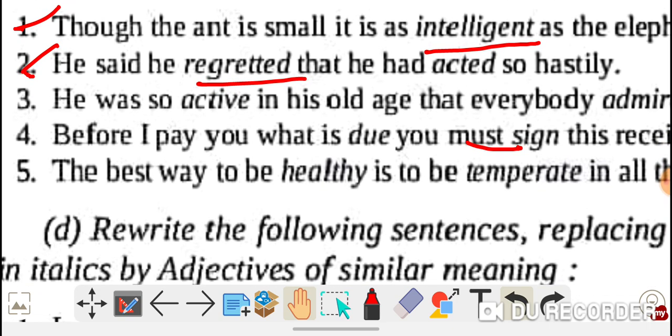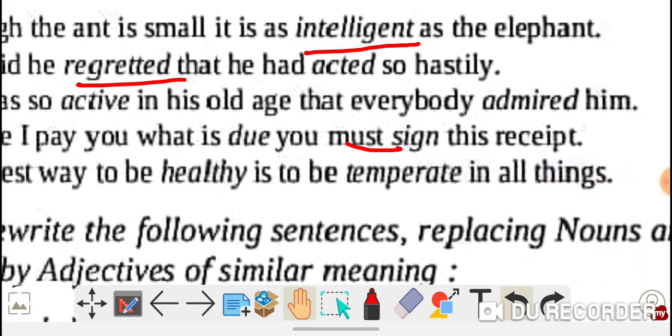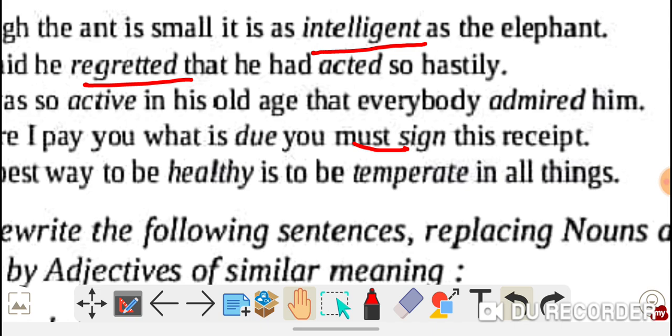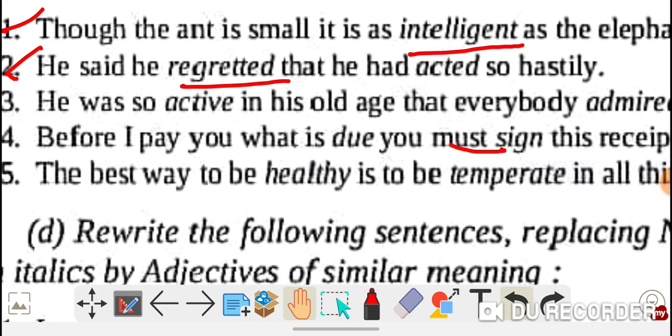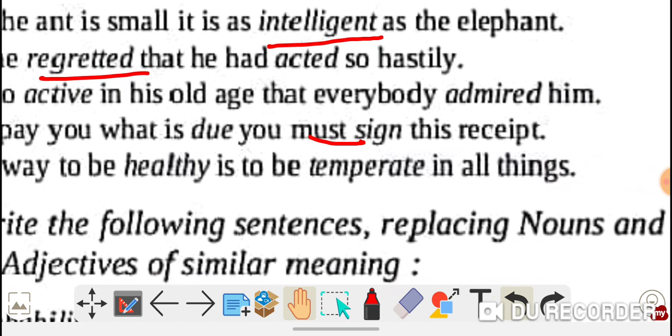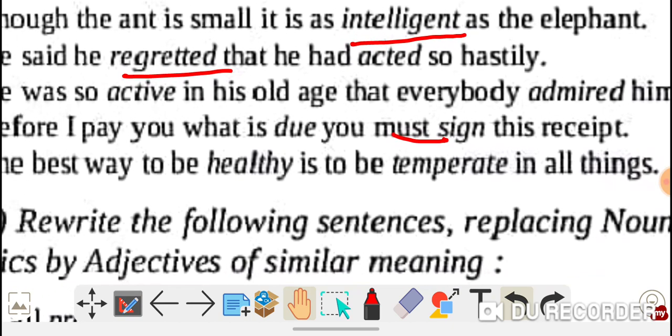Number 3, he was so active in his old age that everybody admired him. So here are two words, active, adjective form, and admire, verb. So the noun form of active is activity, and the noun form of admire is admiration.